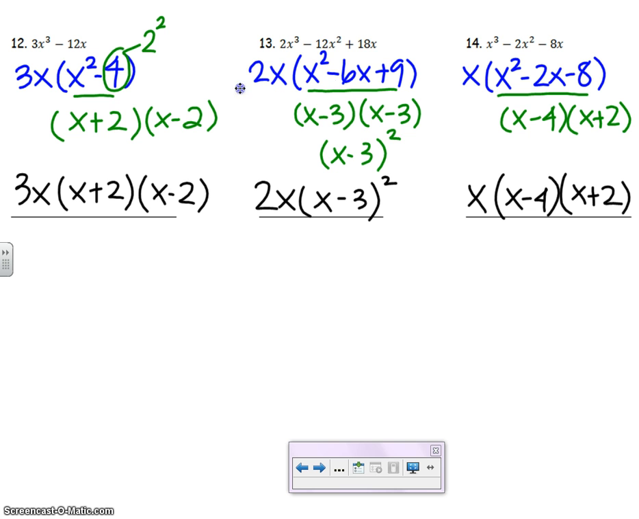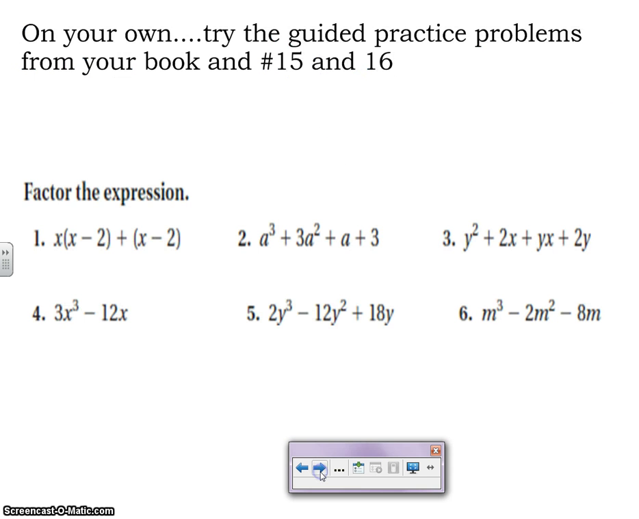All right, what I would like you to try is the rest of this worksheet. You can try number 15 and 16, the two solving equations. That's what we will practice on Monday. And if you would try the guided practice problems from your book. Now, if you didn't bring your book home, I went ahead and put them right here, so you can go ahead and try these 6 problems, and I believe I left you room on the front of that worksheet.